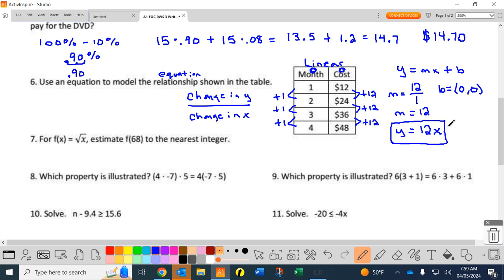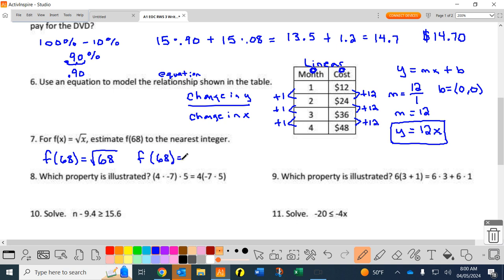Okay, for the next one, this is a function. It's f of x. It says it's equal to the square root of x. They want to know what f of 68 is equal to, so all we do is plug that in. F of 68 is going to be equal to the square root of, and then we replace x with whatever number's inside that parentheses. So it's going to be 68. Then we work that out. F of 68 is equal to the square root of 68.